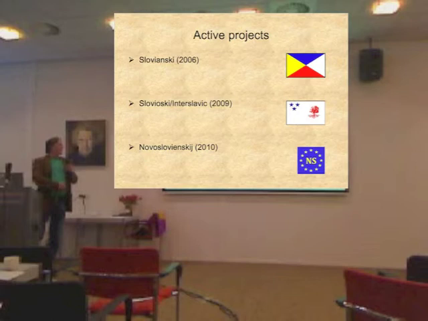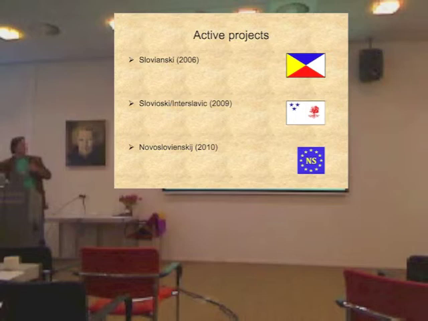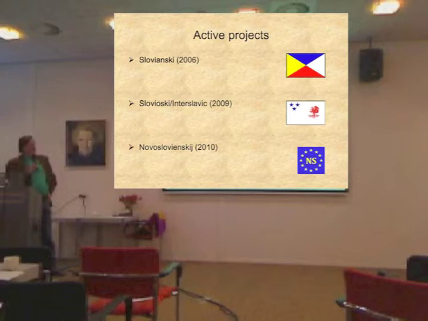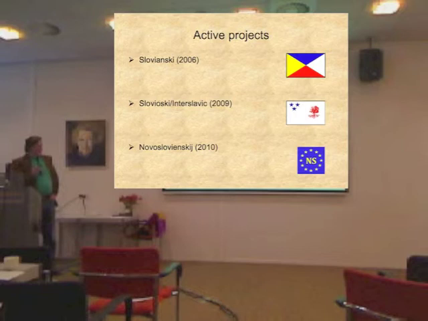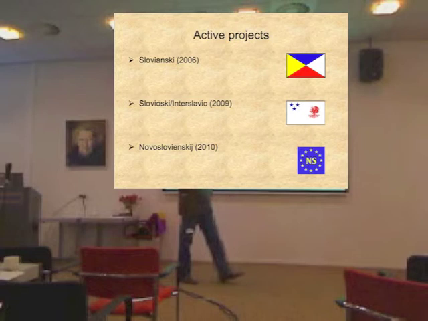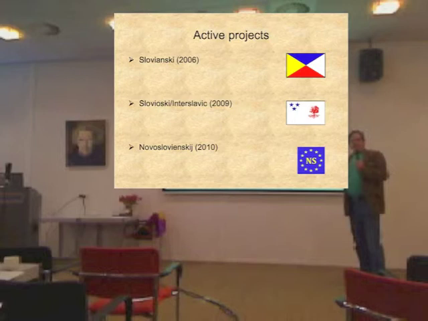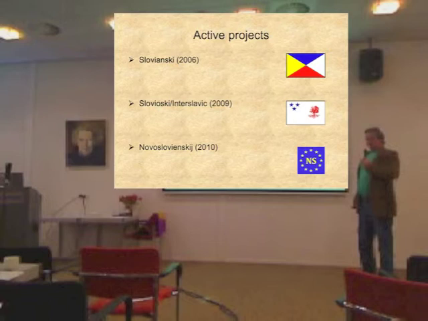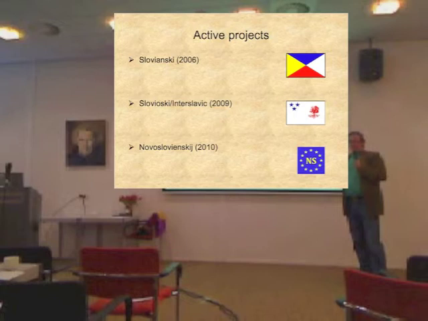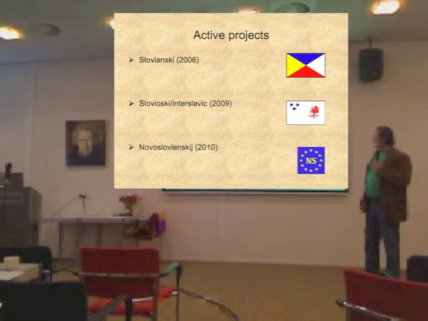Right now, there are three active projects. One is Slovianski. I already mentioned it. That's a project in which I cooperate with others. The other one was called Slovianto, later renamed Interslavic. It started 2 years ago, more or less, as an effort towards making Slovio more natural. That didn't really work, and gradually it became closer and closer to Slovianski, which is also because there's one person who worked in both teams, until the difference vanished by itself.